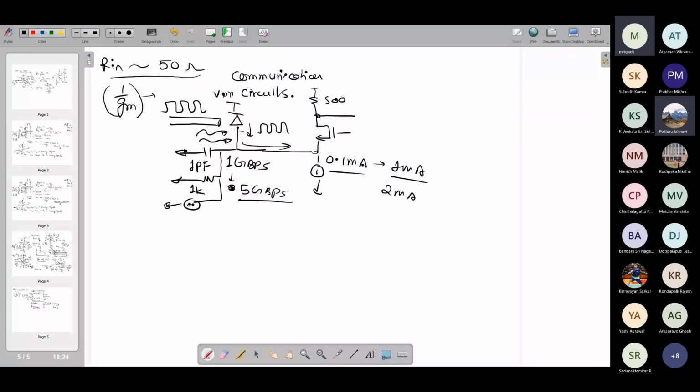Another extreme case is a low power circuit, a low power biomedical circuit.